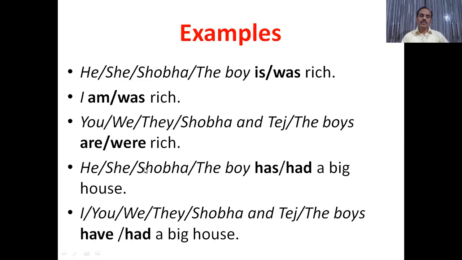Then when do we use has? When the subject is third person singular, and we want to speak in the present tense, we use has. Okay, when do we use have? We use have when the subject is first person, second person, or plural. Okay, we use have in the present tense. Had remains the same in the past tense. It remains the same for first person, second person or third person.